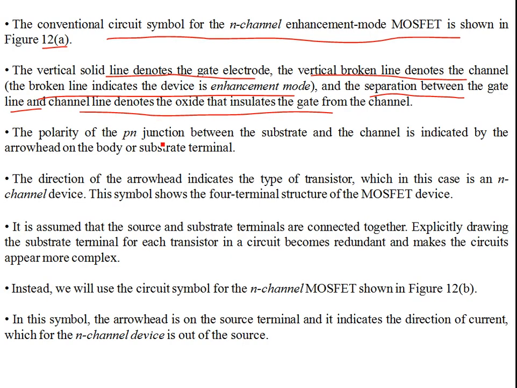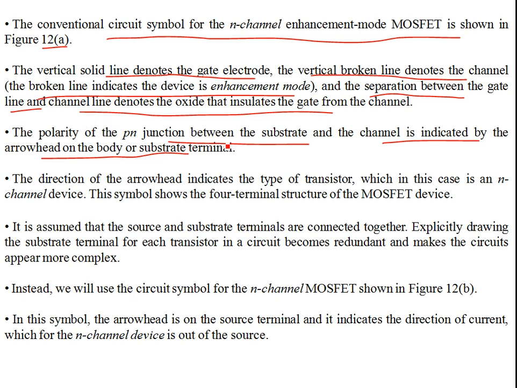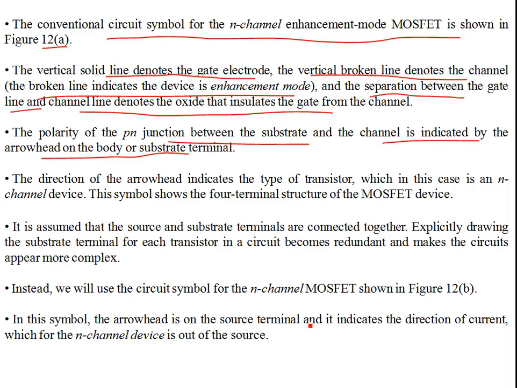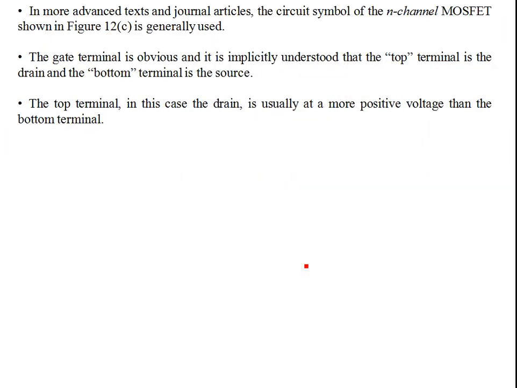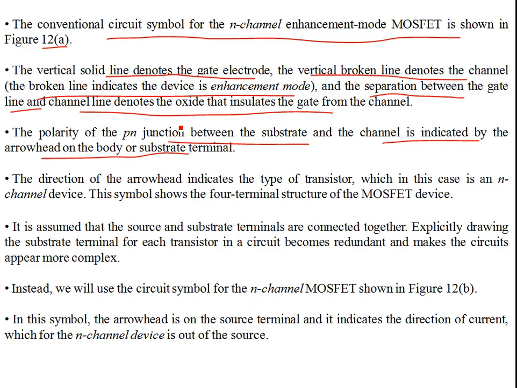The polarity of the p-n junction between the substrate and the channel is indicated by the arrowhead on the body of the substrate terminal. This arrow shows the direction of P to N. So this is the p-type substrate and this is the n channel. That's the polarity represented by this arrow. The direction of the arrowhead indicates the type of the transistor, which in this case is an n-channel device.